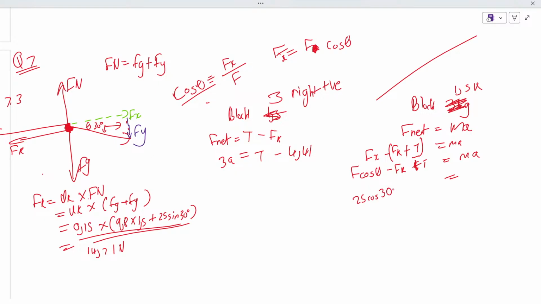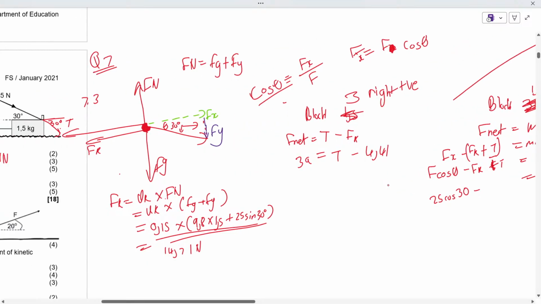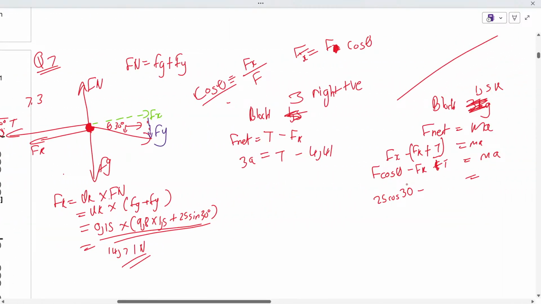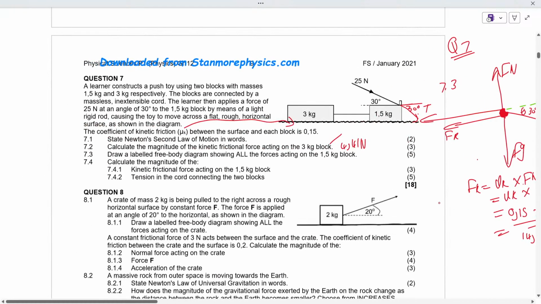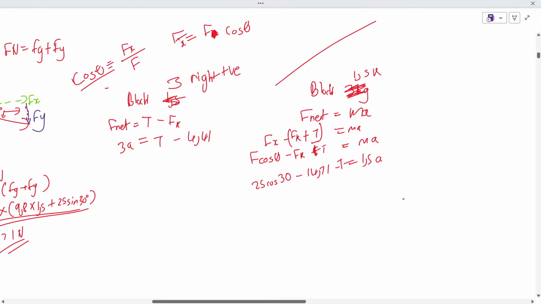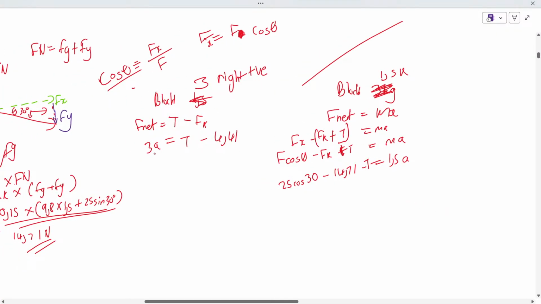And then we just come and substitute minus what is our Fk? Our Fk, we calculated it for the 3 kg block, 14.71. This one. Yes. 14.71 minus T equals to the mass 1.5 a. What are we looking for? We are looking for the T, tension. So let's get rid of our a's in our equation. In order to get rid of our a, we just come and divide both sides by 3.